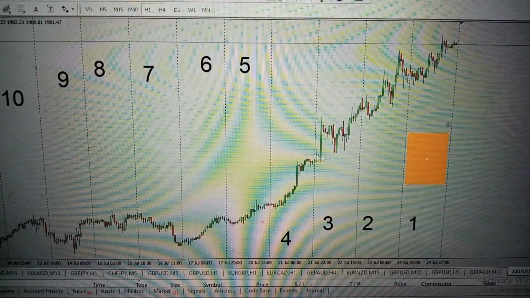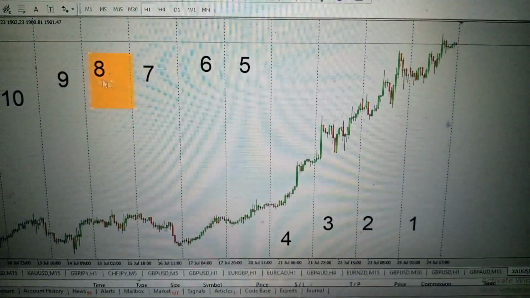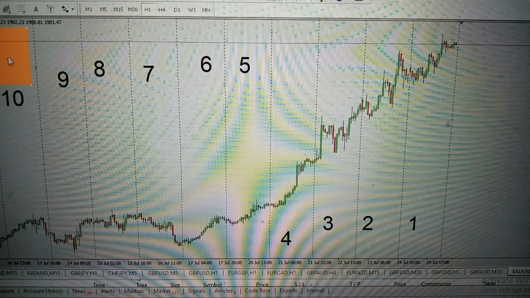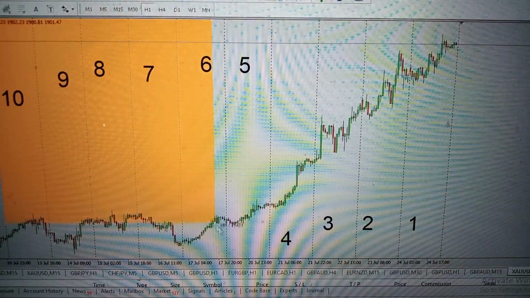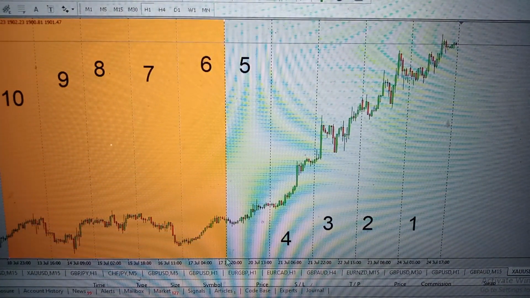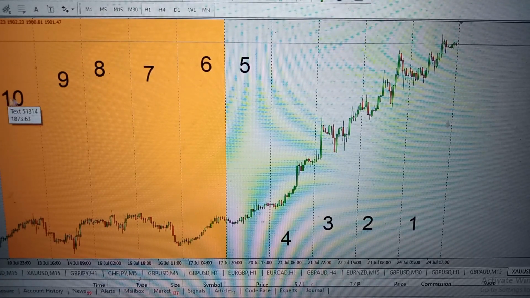Okay. Now the next step is to highlight the days, the 6th to 10th day, with a shape. Okay, this is my 6th to 10th day. I have my 1st to 5th previous days. This is my previous day. This is the 5th day. This is the 6th to 10th day.